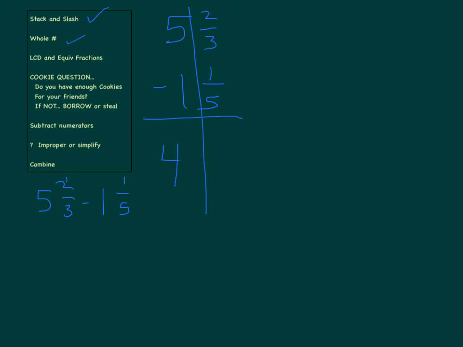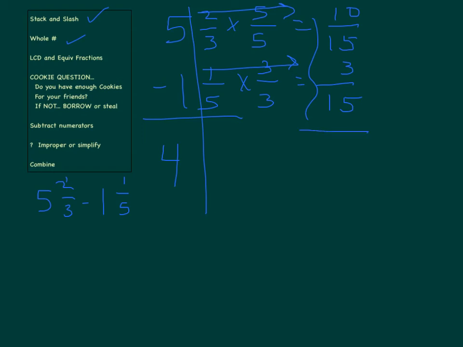Now, my lowest common denominator of 3 and 5 is 15. Okay. 3 times 5, whatever I do to the bottom, do to the top. 2 times 5 is 10. 5 times 3 on the bottom, do it to the top. 1 times 3 is 3.